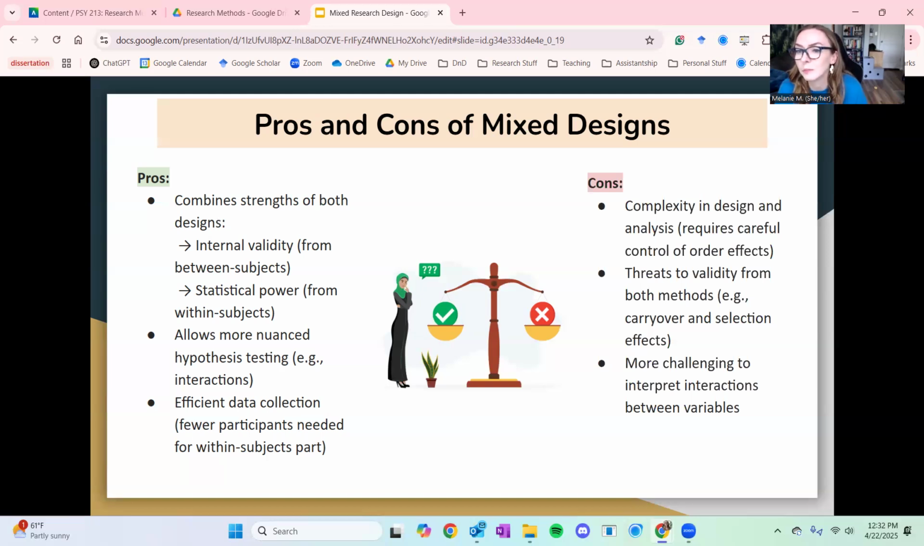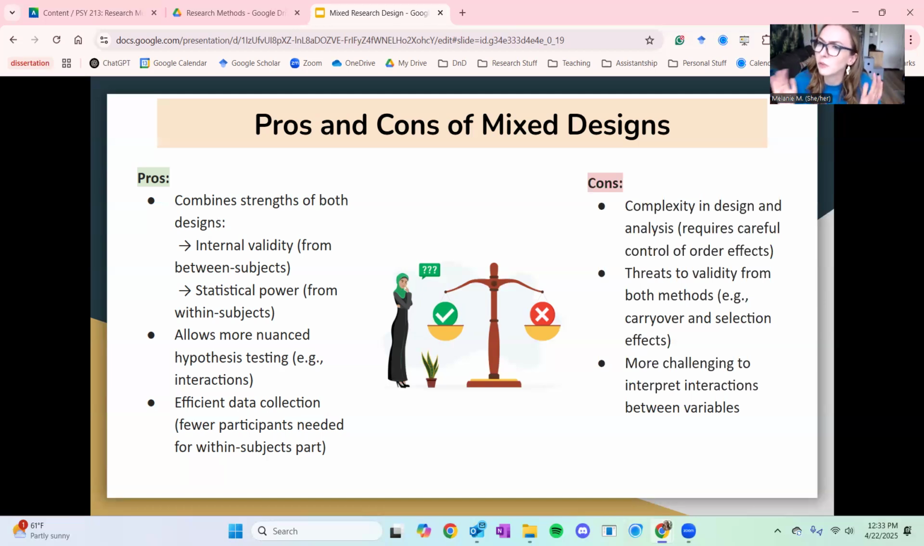The con being the complexity a lot of the time in both design and analysis. So you have to think even more about carryover and order effects. So what order are people being exposed to your different stages, your different variables, your different settings? It usually is very helpful. This is true in general, but it's especially true in any sort of mixed factorial design.